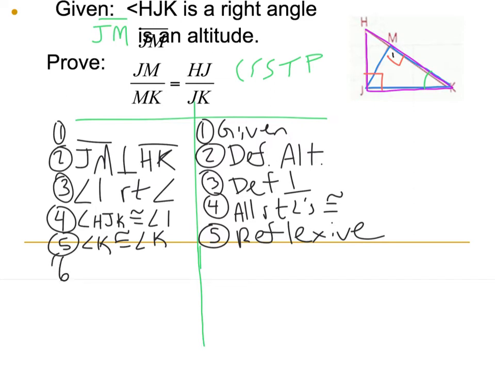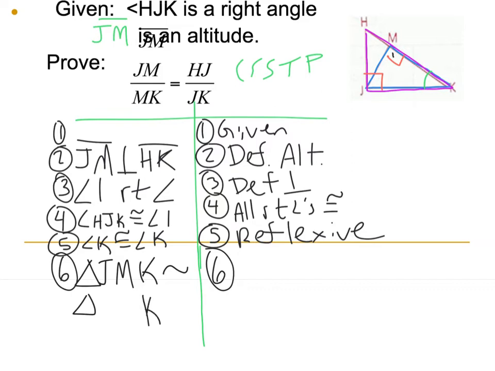Step number 6. Triangles need to be similar. Now, what triangles are going to be similar? How about I just start with the smaller one? Let's go with JMK. It's similar to triangle. Now, what matches up with J? I'm not sure yet. I'm pretty sure, but I'm not totally sure. But I know that K matches up with K, right? Because that was reflexive. Now, my right angle for the first triangle was at M.